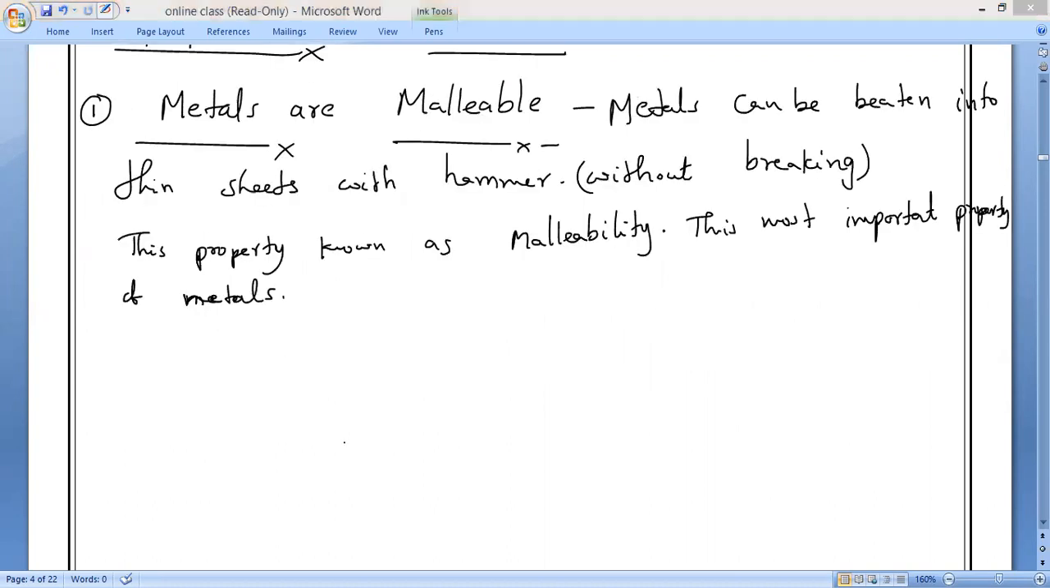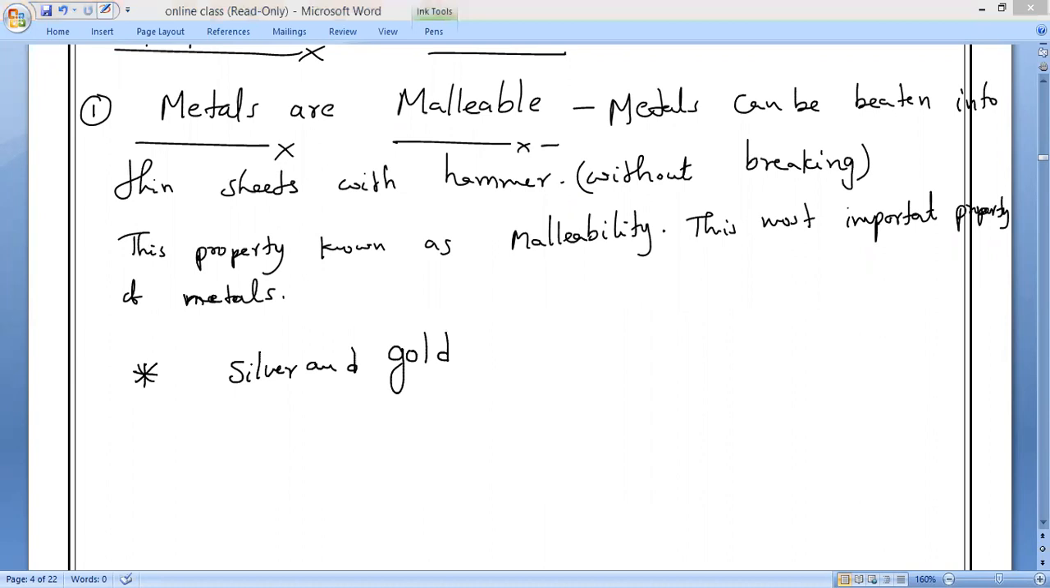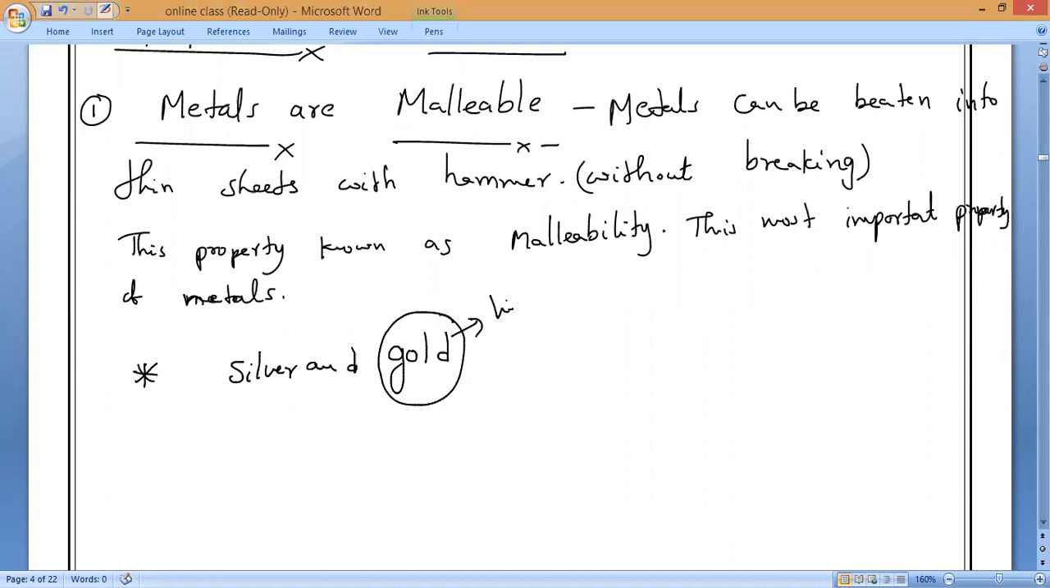So if we take the two metals called silver and gold, they are the most malleable metals. Actually, gold has the highest malleability. Understanding? Malleability metal. Please, all of you remember.